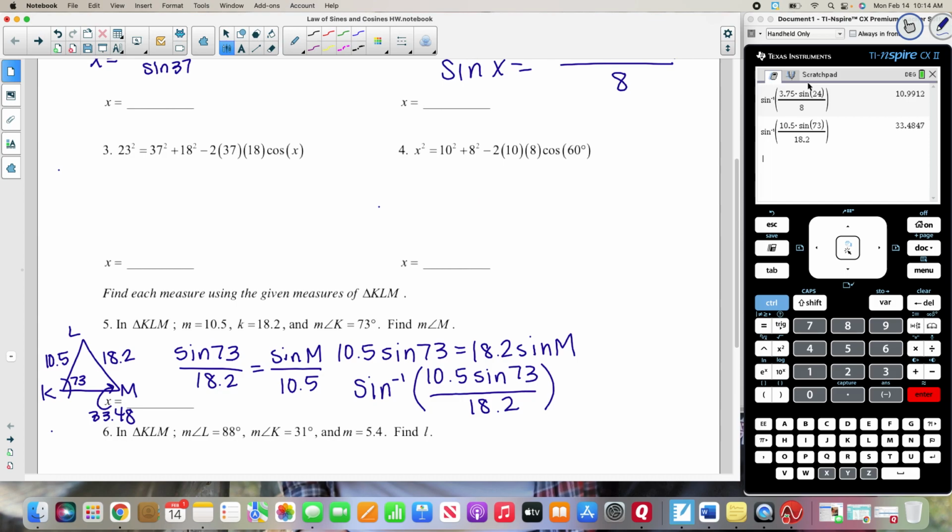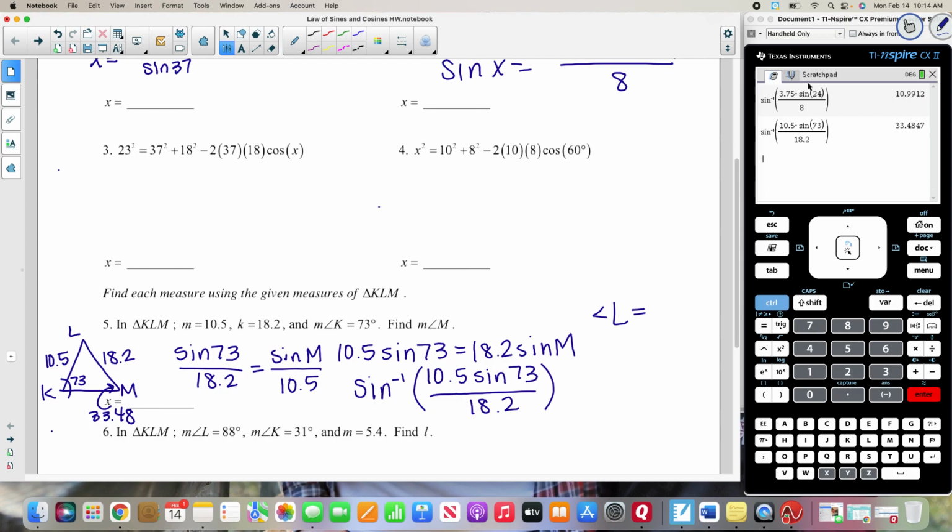Now, am I finished with what it asks for in the problem? Not yet. But let's keep going. So what if I wanted to find angle L? What would I do? You've got to add and subtract. Add them together, subtract from 180.